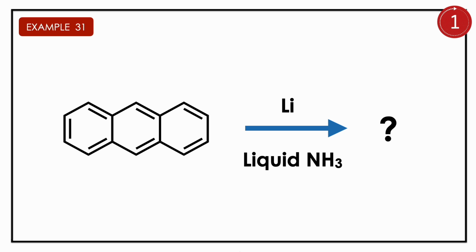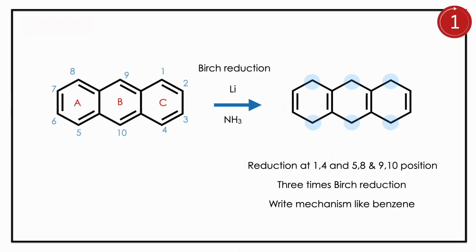Then the next example: you have anthracene, and you are using lithium and liquid ammonia. You should find what will be the final product. Here you have a three-ring system A, B, C. Which ring will be reduced, or whether all will be reduced, is the real question here. The interesting thing is all rings will be reduced. There are 3 Birch reductions: the 1, 4, 5, 8, 9, 10 positions got reduced. So 3 times Birch reduction.